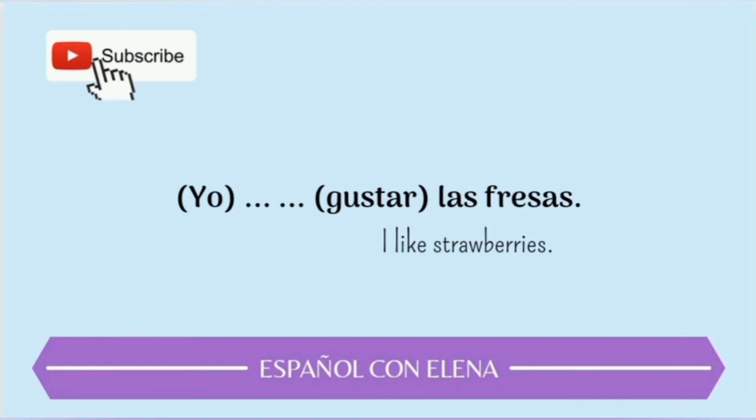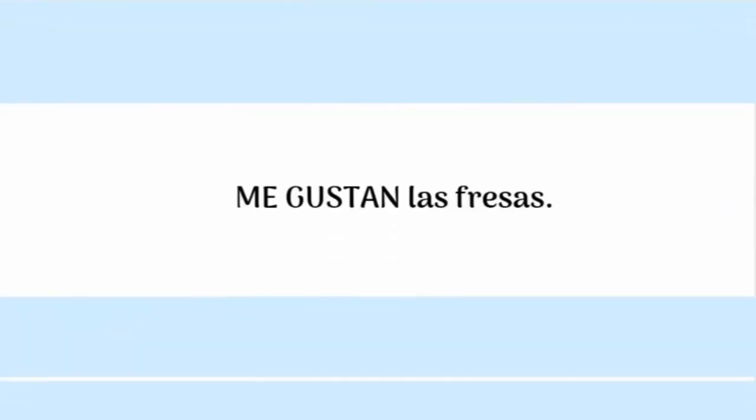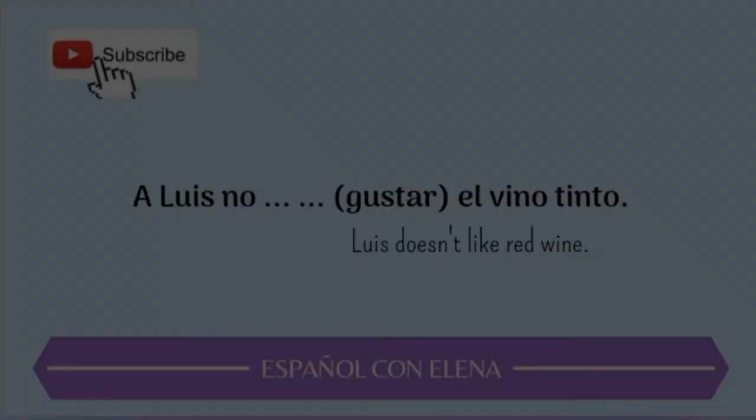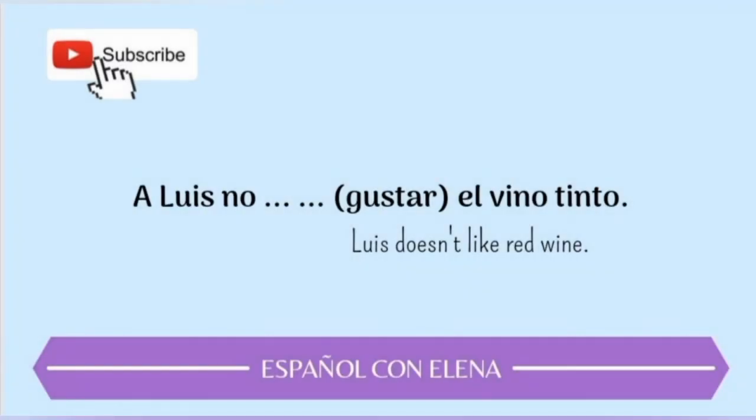Primera frase. Yo gustar las fresas. I like strawberries. And in Spanish, it would be me gustan las fresas. Segunda frase. A Luis no gustar el vino tinto. Luis doesn't like red wine. A Luis no le gusta el vino tinto.